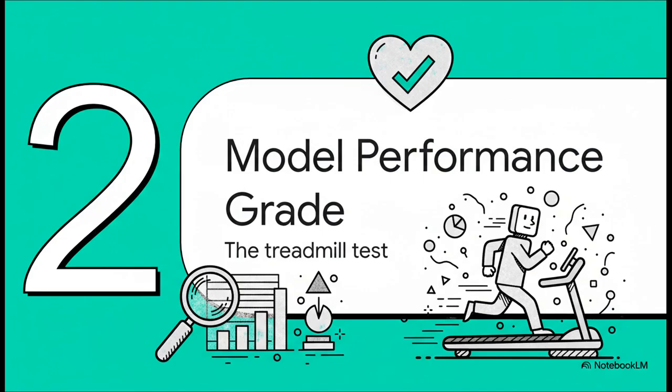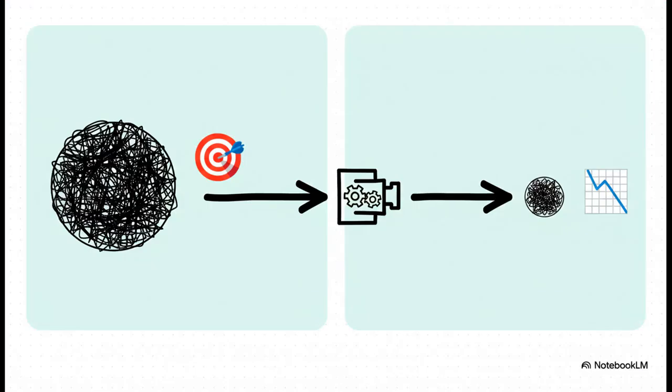Okay, let's move on. Assuming our data passed that initial sanity check, we can now build the model and give it a proper fitness score. We're basically putting it on the treadmill to see how it performs under pressure. Okay, so to grade our model, first we need a baseline. We need to know how much total chaos, or variation, exists in our data.